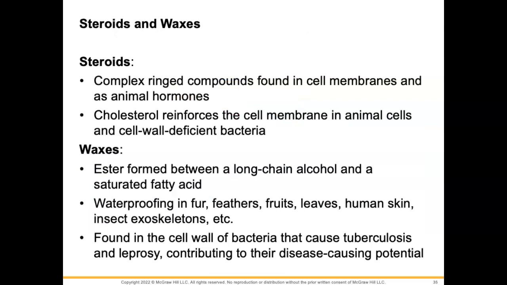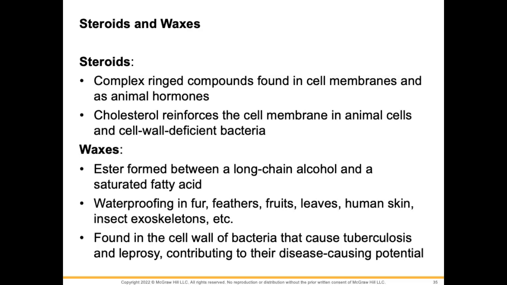All right, steroids and waxes. Steroids are complex ringed compounds found in cell membranes, and they also act as animal hormones. Cholesterol is a type of steroid, and that helps to reinforce the cell membrane. That's a test question, I'm pretty sure. Cholesterol is a steroid, and it helps to reinforce the cell membrane, mainly in animal cells and also cell wall deficient bacteria. And we'll talk more about those types of bacteria later.